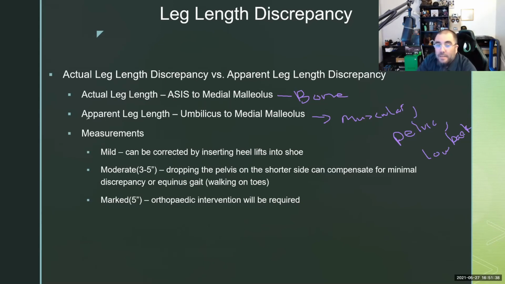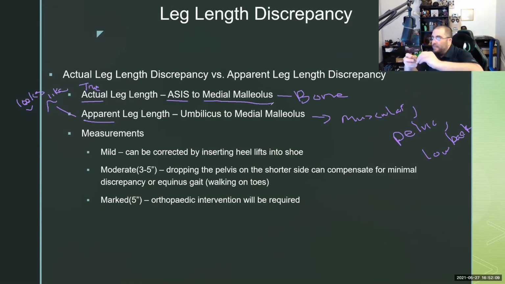So apparent means looks like. Apparent versus true or actual leg length discrepancy. This is sometimes called true leg length. We're going to have a whole technique for this, but for true leg length, we go from the ASIS to the medial malleolus. We take our tape measure, and I have my little barely long one. You like my tape measure? Isn't my tape measure great?